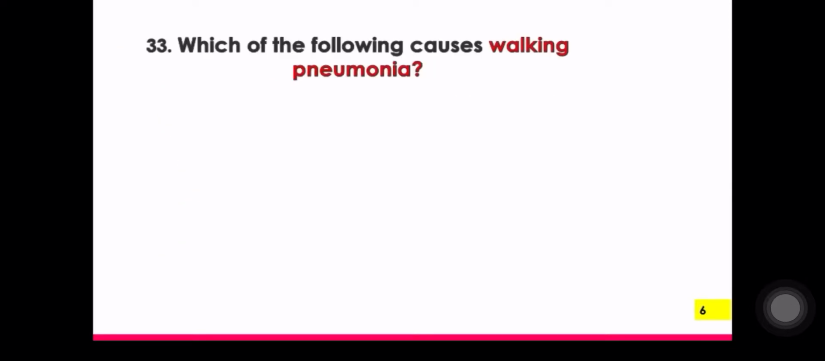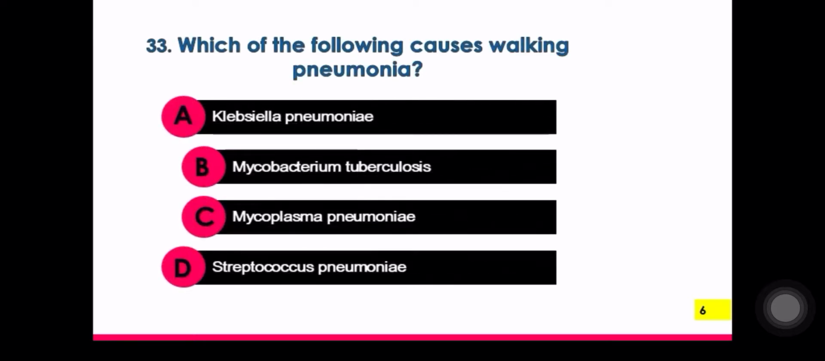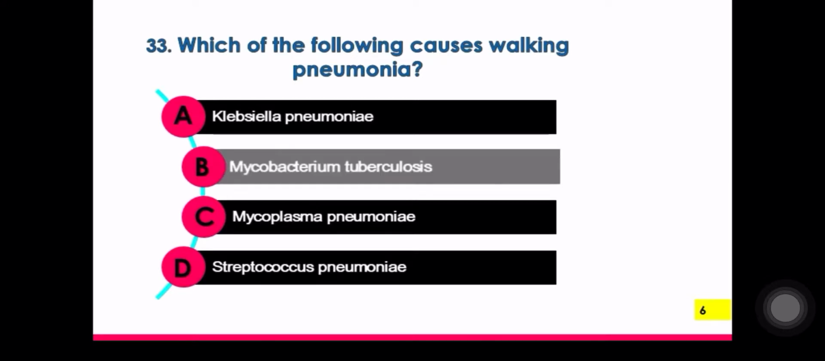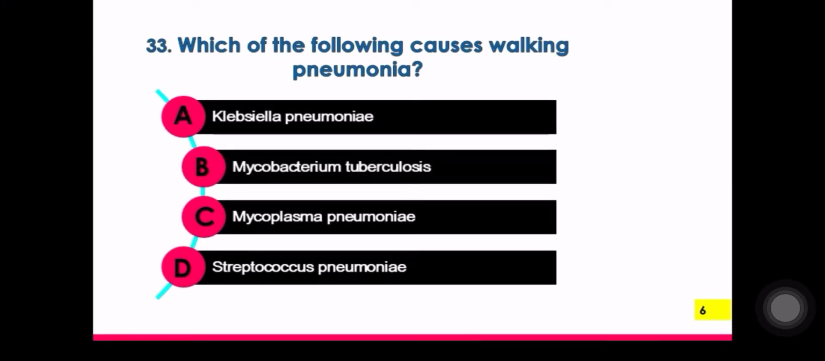Which of the following causes walking pneumonia? Choices. Is it letter A, Klebsiella pneumoniae, B, Mycobacterium tuberculosis, C, Mycoplasma pneumoniae, letter D, Streptococcus pneumoniae? Our answer is Mycoplasma pneumoniae.